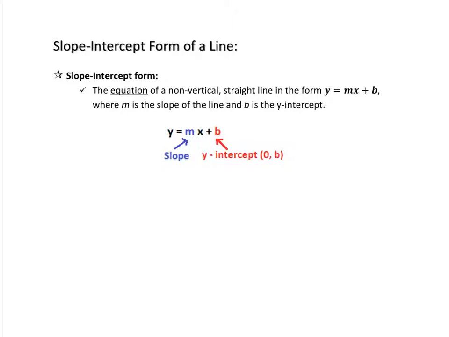Alright, so let's look at how we can use the slope and the y-intercept to write an equation of a straight line. We call this equation the slope-intercept form. It is the equation of a non-vertical straight line in the form of y equals mx plus b, where m is the slope of the line and b is the y-intercept, and they will be numbers in this equation.